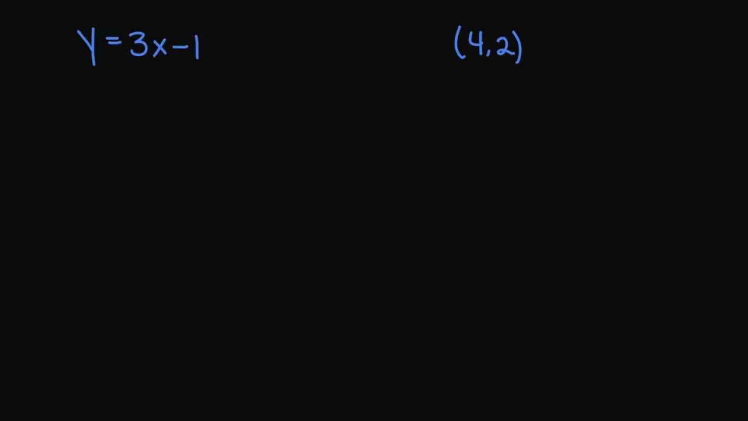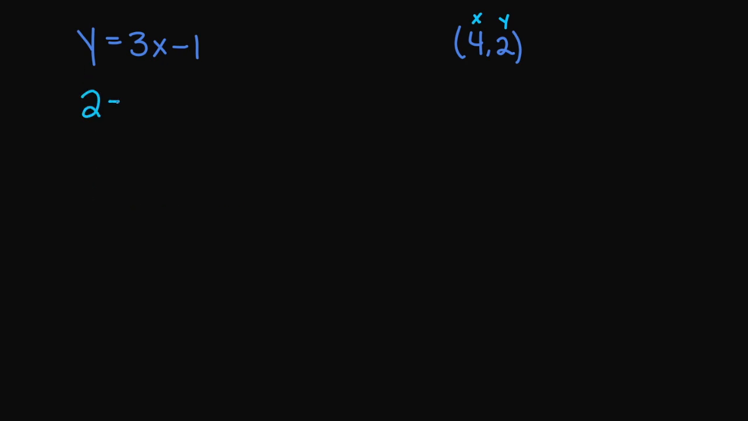Let's look at our first example here. We have y equals 3x minus 1, and our ordered pair here is going to be (4, 2). First thing we're going to do, we're going to label our ordered pair. This is going to be our x and this is going to be our y. Now we're going to plug in our numbers into the equation to see if the ordered pair is a solution to the equation. So first, my y is going to be 2.